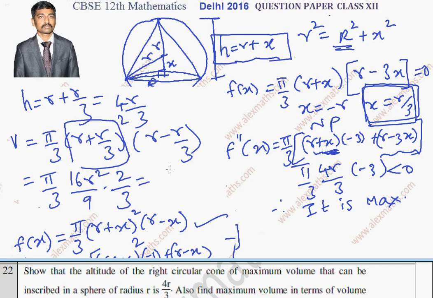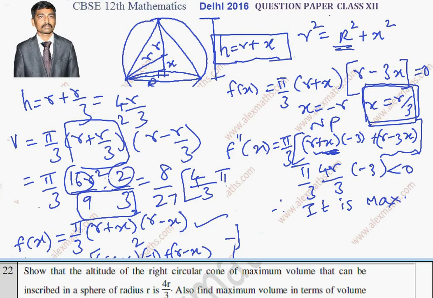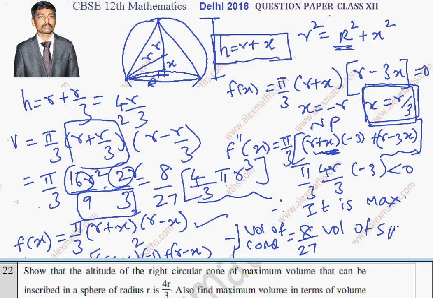Then I will take 8 by 27 common. After taking 8 from this, totally this is 32, so 4 will be remaining. If I take this common, 3 will remain in the denominator. So pi, and this is r also here, so r cube. So I am getting 8 by 27 times the volume of the sphere. So the volume of the cone we got is 8 by 27 times the volume of the sphere.